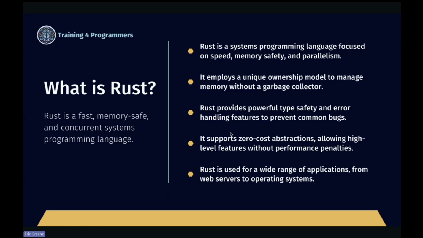For those who are not familiar with it, Rust is a systems level programming language focused on speed, memory safety, and parallelism. The thing that makes it different is its unique ownership model to enable memory safe programming. It supports zero cost abstractions. It allows very high level features without the performance penalties you might incur in other programming languages.